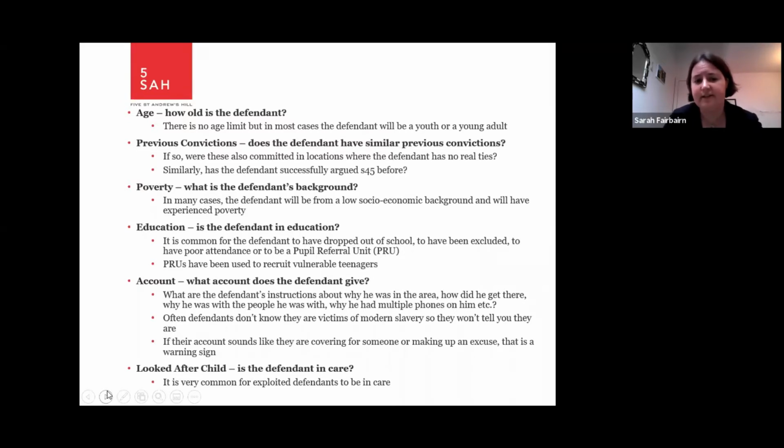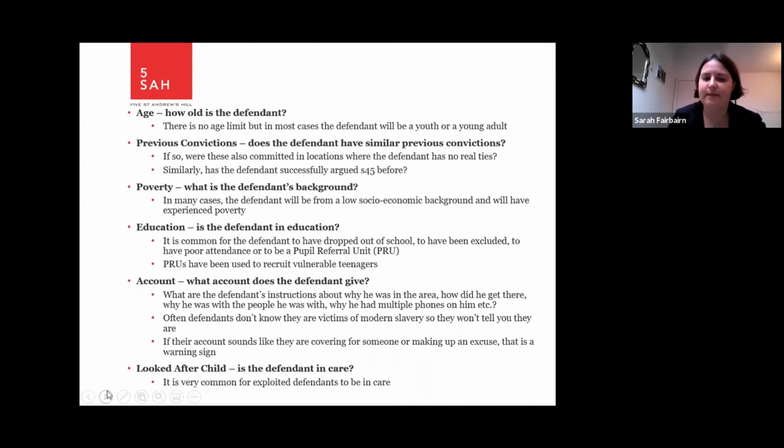Previous convictions. Does the defendant have similar previous convictions? Now, they won't always have previous convictions, but if they do, and if they are for similar offences, that can be relevant. And particularly if, for example, you've got a defendant who has previous convictions for possession with intent to supply, and that was also committed in a different regional location, then that may point to the fact that they have been travelling around different parts of the country.